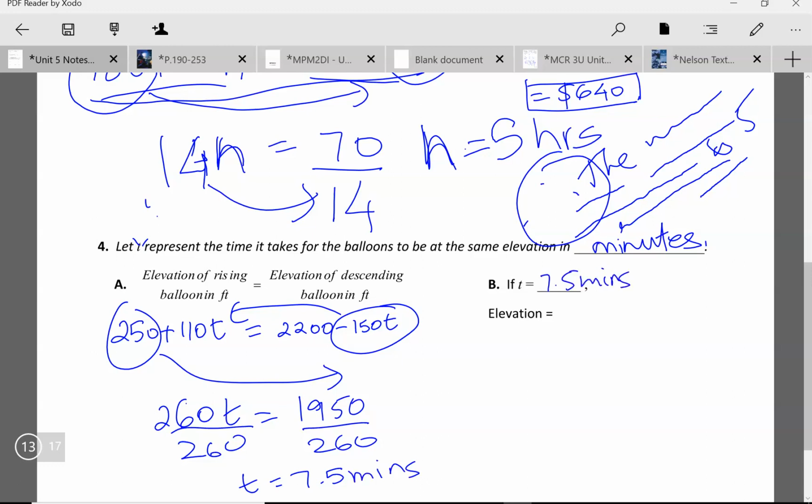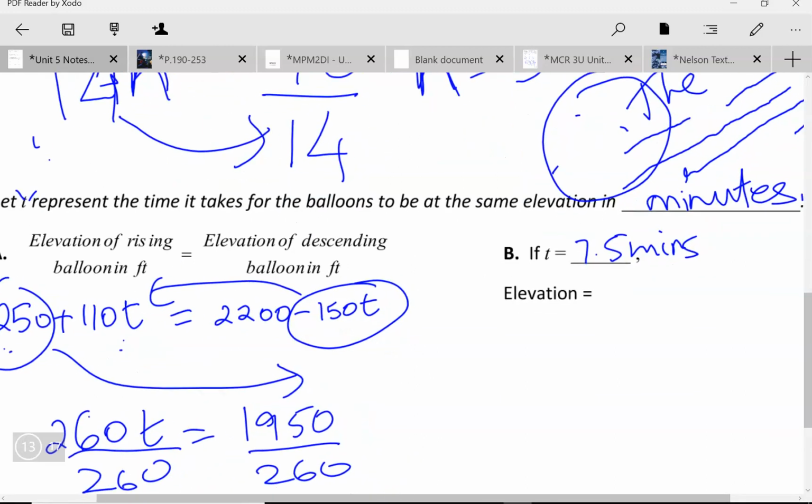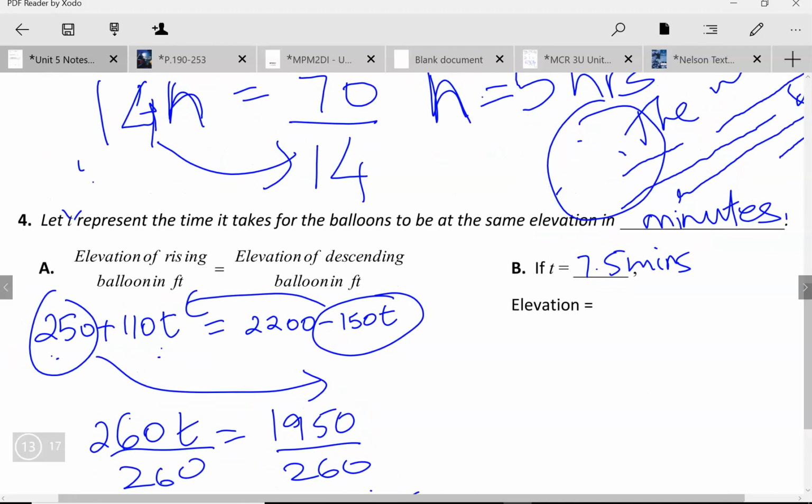I'm going to sub t into either the left-hand side or right-hand side. And I use the word sub. If you haven't heard that before, it's the short form of substitute. And that just means you put the variable into the expression to calculate whatever your answer is. So I'm going to sub t into the left-hand side. Or you can do the right-hand side as well, and it'll give you the same answer. And t is 7.5.